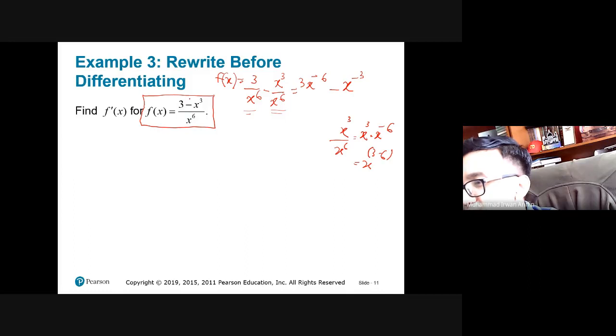So how do we separate them? We can separate this into two: 3 over x to the power of 6 minus x to the power of 3 over x to the power of 6. And we can simplify this. Each of these we can simplify.